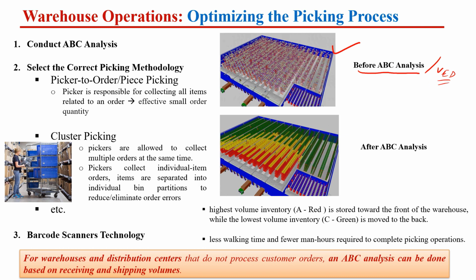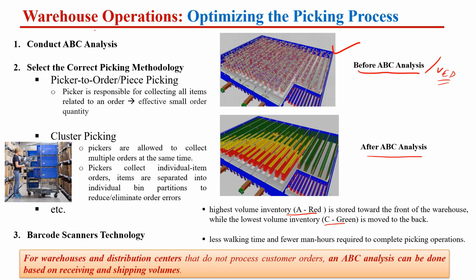So this is really hard to pick a particular product. We need to search for the product. But this is after ABC or VED classification. We can easily see that the red colors are A type products, the green colors are C, and yellow are B type products. So this helps us manage the warehouse more properly.